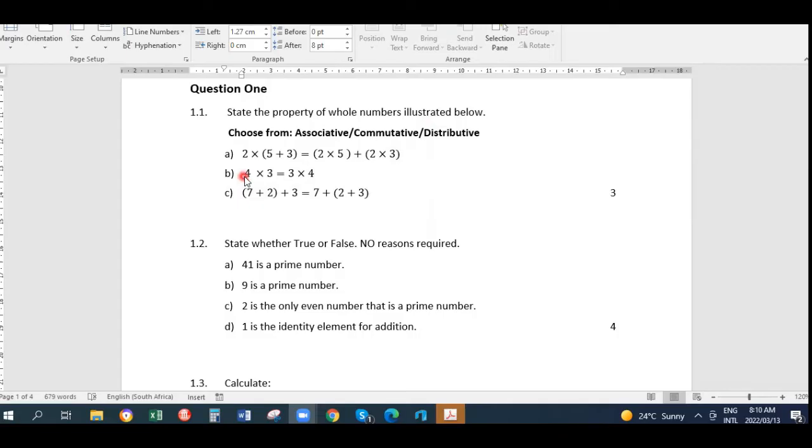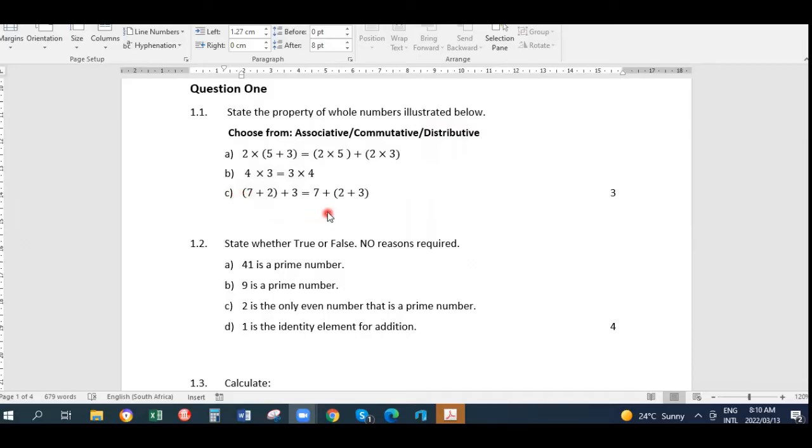Your second answer, 4 times 3 is equal to 3 times 4. So the order of the multiplication is not important. 4 times 3 is 12. 3 times 4 is also 12. So that is commutative. The order is not important.